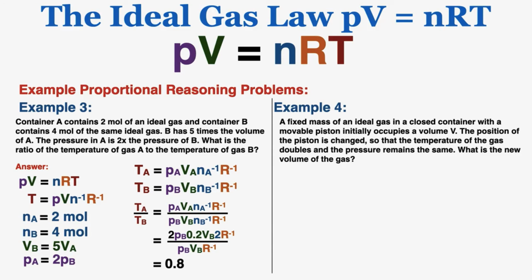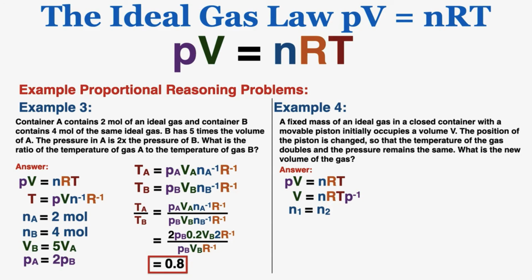Finally, in example 4, a fixed mass of an ideal gas in a closed container with a movable piston initially occupies a volume V. The position of the piston is changed so that the temperature of the gas doubles and the pressure remains the same. What is the new volume of the gas? PV equals nRT, and I want to understand the relationship between volumes, so I start by isolating that.